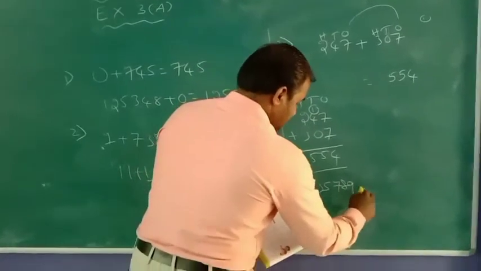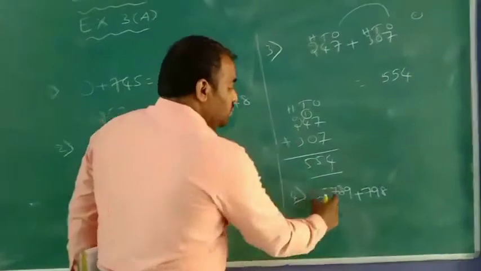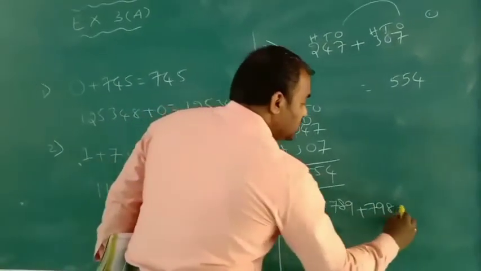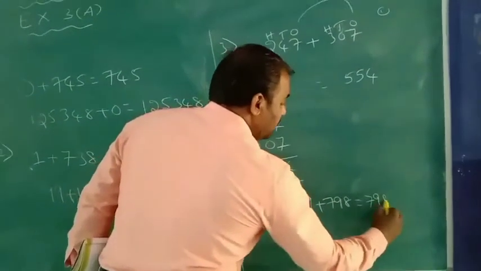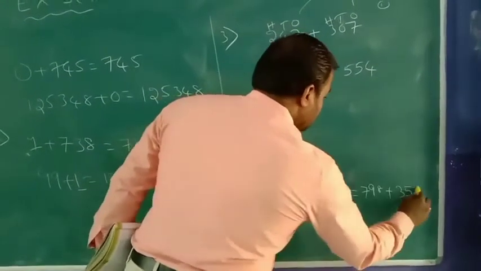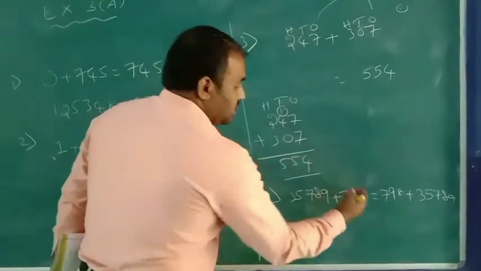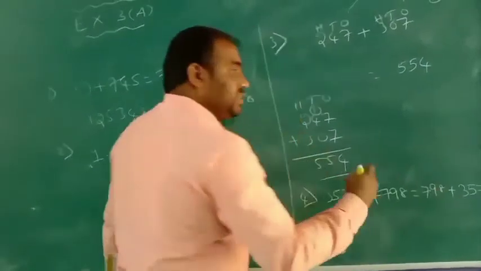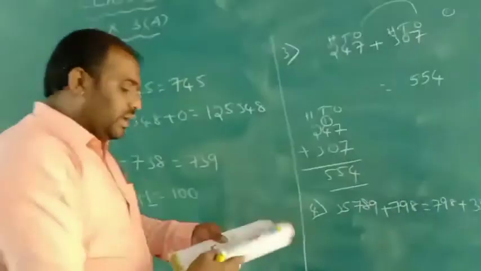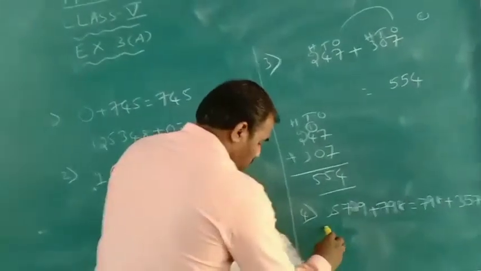35,789 plus 798 is there. You add these two, otherwise you can also write the second number plus the first number and add. 35,789. You add anyway. Take this first number and the second one, otherwise take the other one first. Addition, you add it any way, any order also. Nothing will happen.